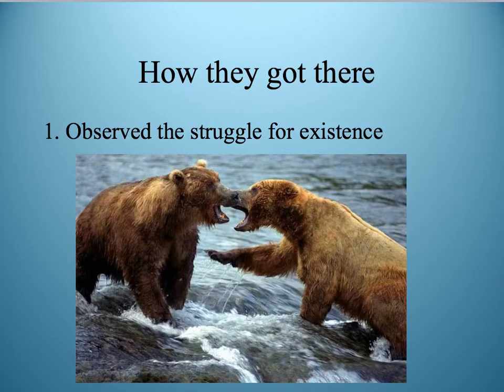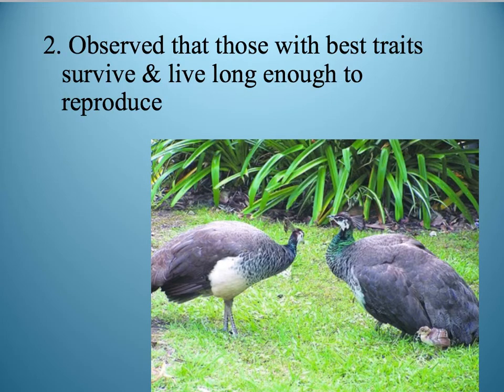So how did we get to this idea of natural evolution by natural selection? First, there was this observation that there's a struggle for existence. There is always a struggle to stay alive. Okay? Next, they observed that those with the best traits survived and lived long enough to reproduce. So there was a variety of traits, and those with the best or most adaptive traits to that particular environment lived long enough to reproduce and have offspring that could also reproduce with those particular genetic traits that are favorable to their environment.